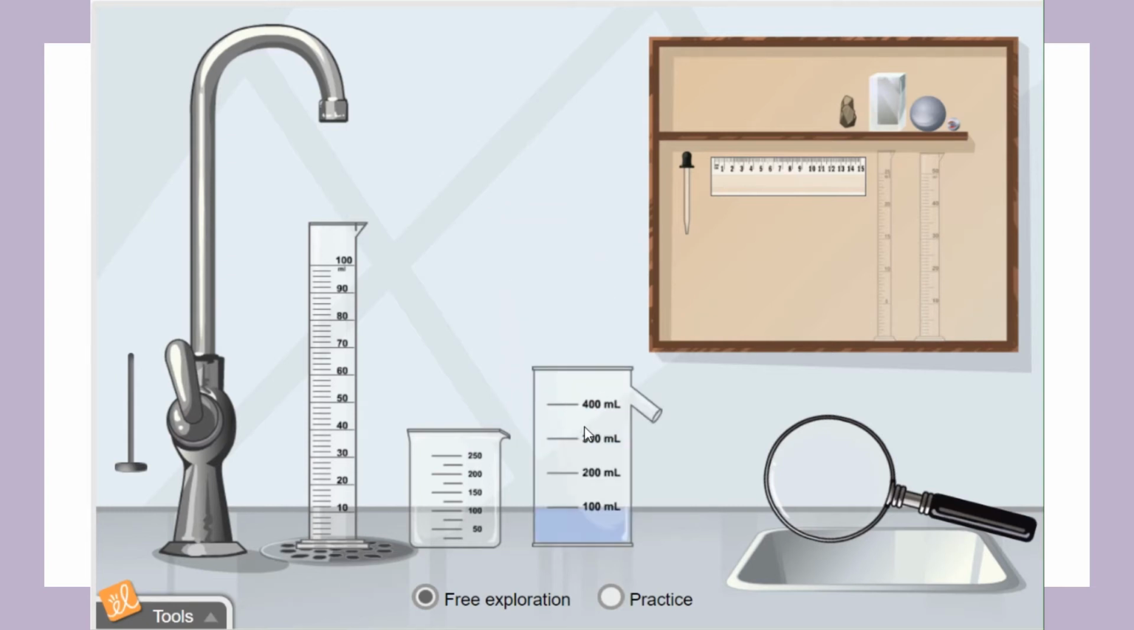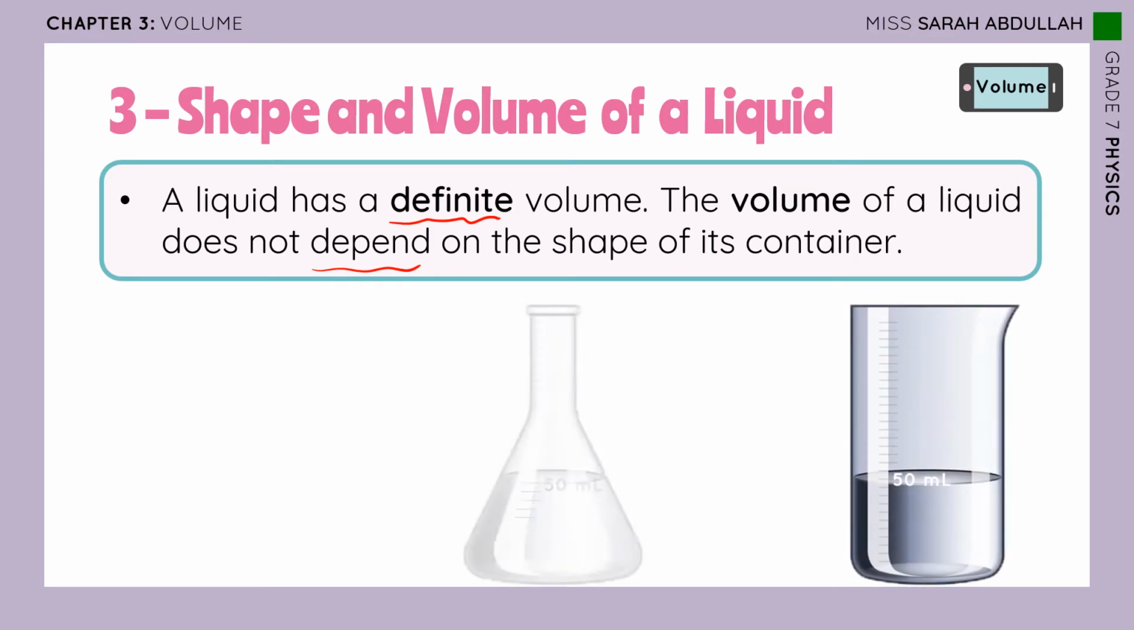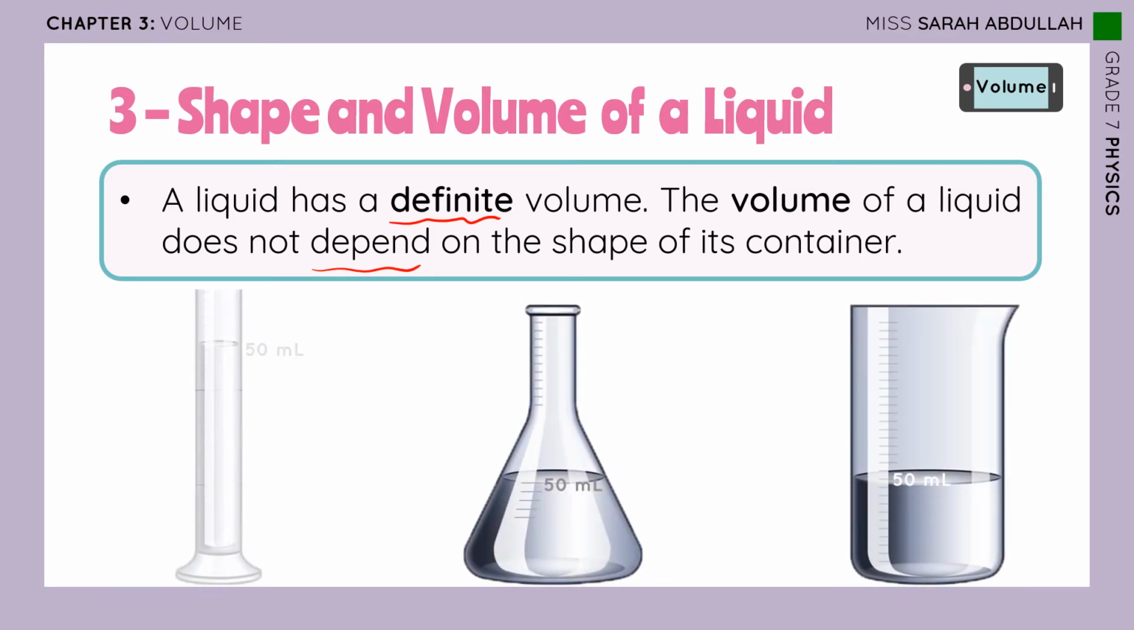All right, so what can we deduce? We can deduce that a liquid has a definite volume. It means that the volume of a liquid does not depend on the shape of the container. So I can put the same amount of liquid in three different containers and still get the same exact volume. All right, so it has a definite volume.